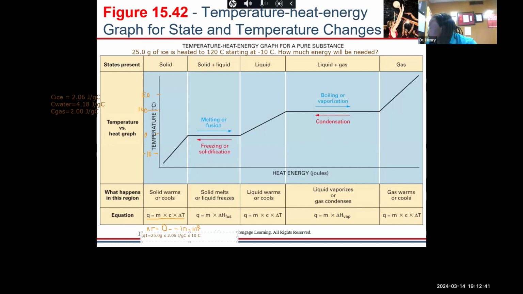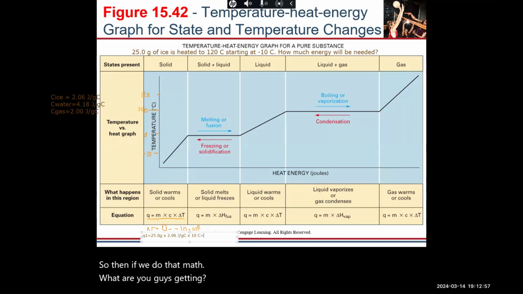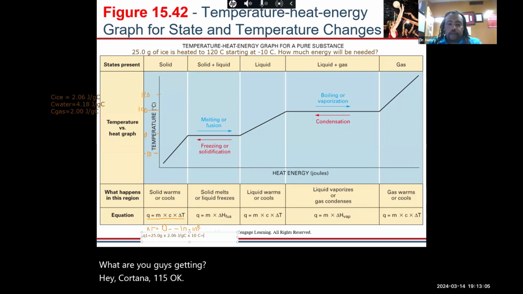Okay. So then if we do that math, what are you guys getting? I got 515. Okay. And so we know that's going to be 515 joules.